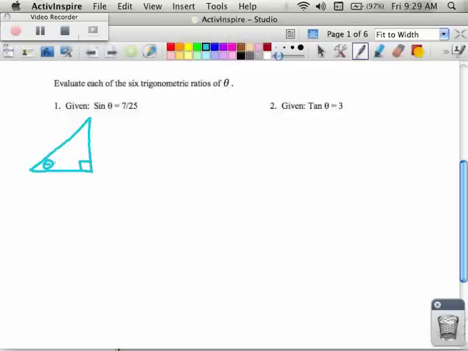And they tell us that the sine of this triangle is 7/25. So I know that that means that the right-hand side is 7, because that's the opposite side. And I know that means the hypotenuse is 25. Now, if I'm going to do all of my trig ratios, I need to figure out what that final side is. How would I do that?